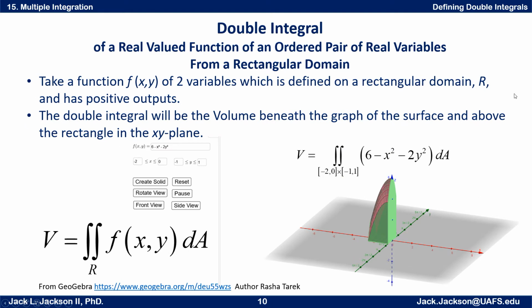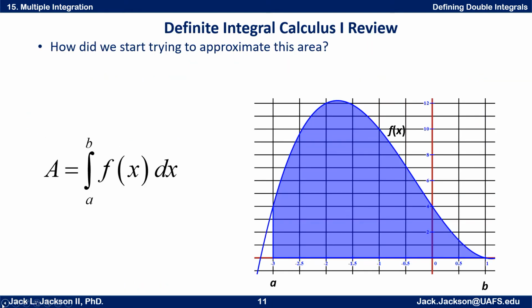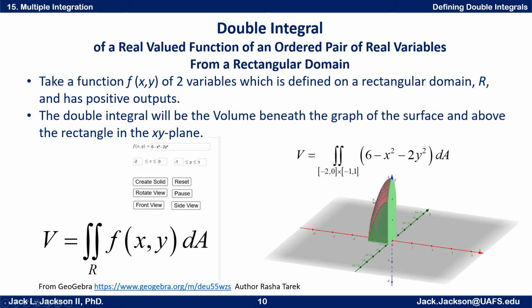Here's an example of a surface. This one I'm going to be using for this example, for this video, and maybe the next one as well, is the function f of x y equals 6 minus x squared minus 2y squared, which is this tan-colored function here. And we're going to integrate that over the rectangle, say x going from -2 to 0 and y going from -1 to 1, which is written this way in interval notation, or here it is over here in just inequalities. There's our function.